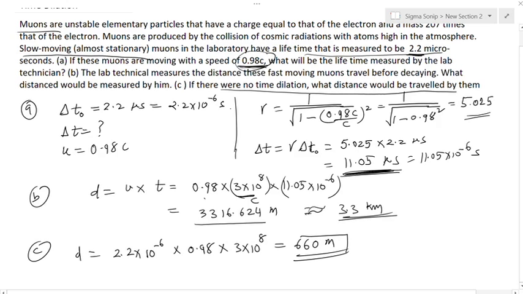Now experimentally it has been observed that muons are not traveling just 660 meters. Muons are created in the upper atmosphere, and if there were no time dilation, none of the muons would be able to reach Earth because it's too far. They would decay within 660 meters on average. But experimentally it was observed that many of the muons are able to reach Earth, after traveling 3, 4, 5, 6 kilometers. The only possible explanation is that time dilation is actually happening. Basically, this is the first experimental proof of time dilation.